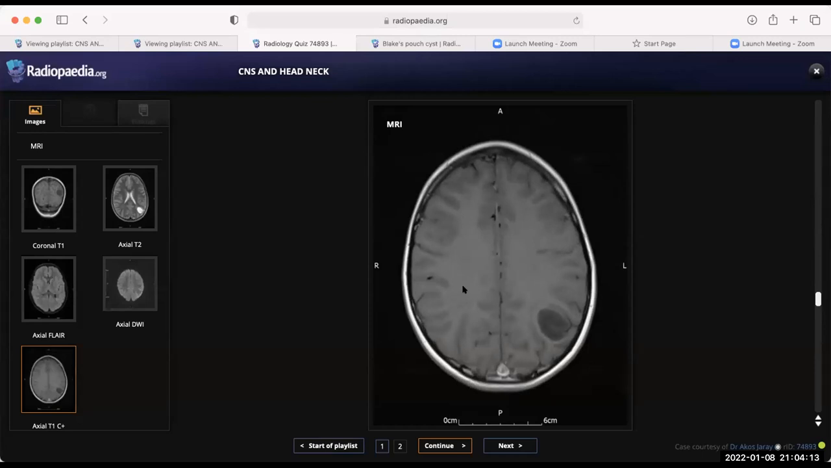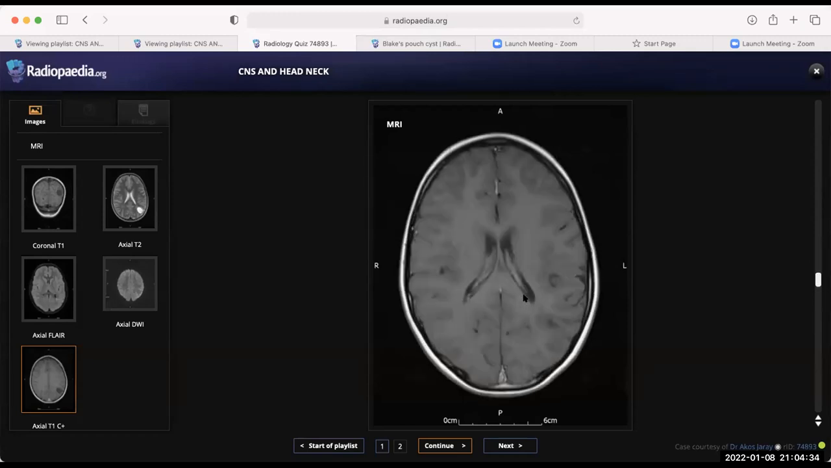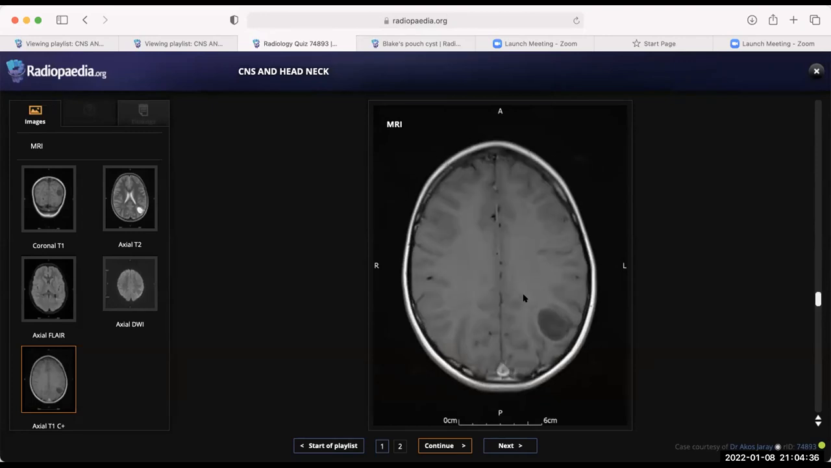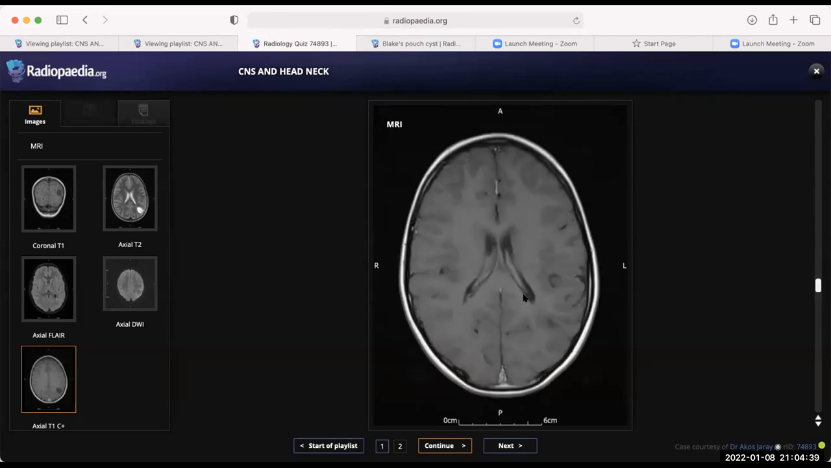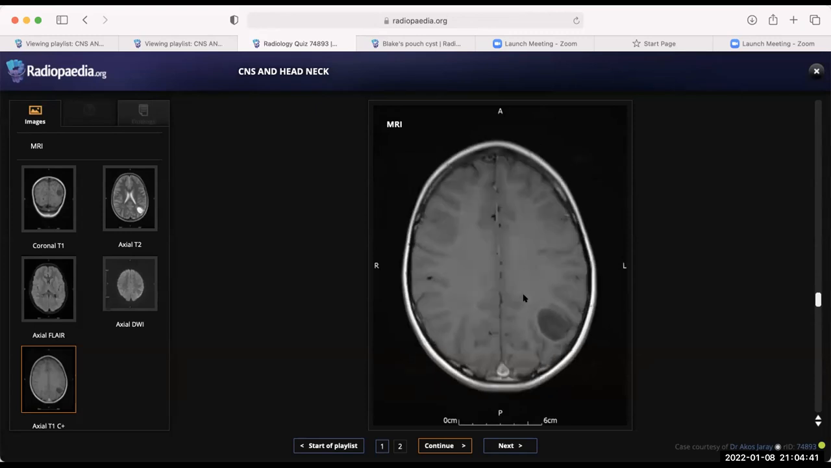Okay, so my other differential would be venous infarct, but since all the dural venous sinuses are okay, showing normal enhancement, again, it's very unlikely. So I would go for a follow-up. Can you localize this tumor? Do you think this is a white matter predominant lesion or a cortical predominant lesion? It's basically at a junction of both. It's also abutting the cortex, and some part is located in the white matter.